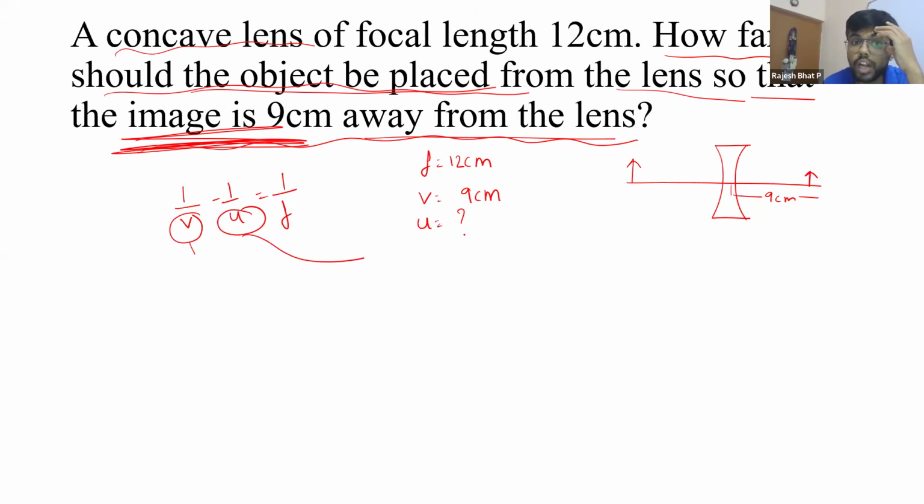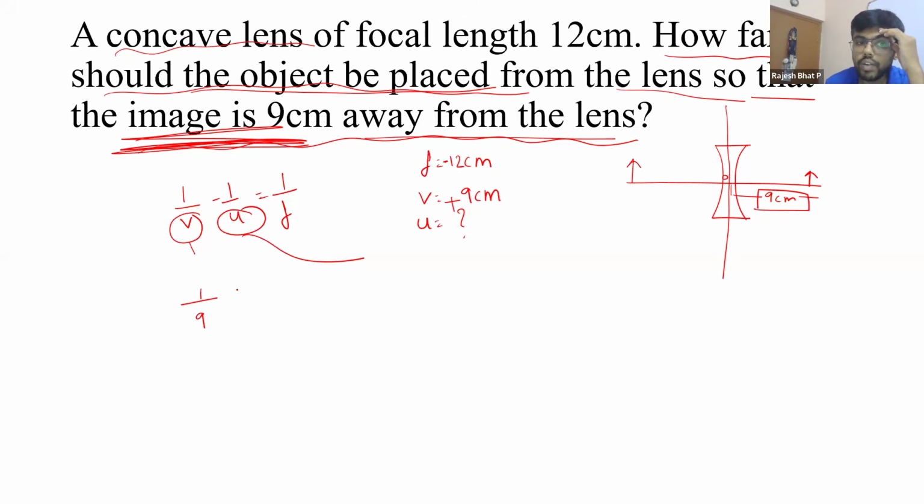Once you write the given, the next step is sign convention, very important. Now concave lens, I told you concave means focal length will be negative. V, sir, is V positive or negative? See this. Consider this as the coordinate axis. This is the right side, no? Right side. Therefore, 9 centimeter. It is plus.